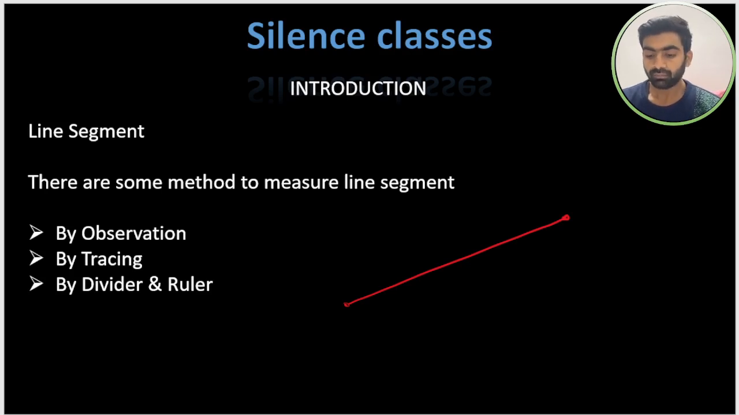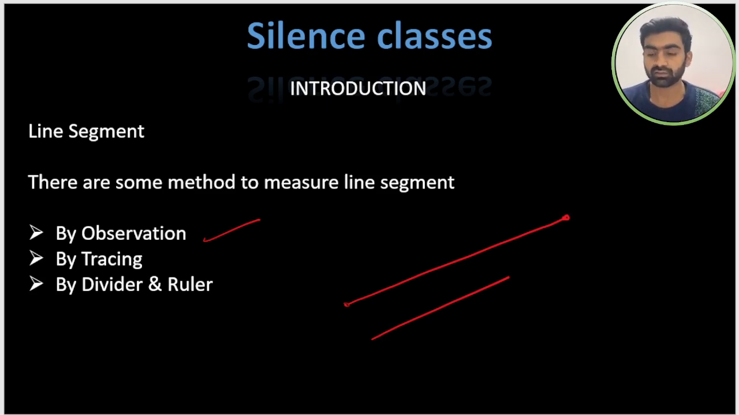Now, if we have 2 or 3 lines, by just observing we can find out which line is greater and which line is smaller. I hope you are able to understand. Means you can find out which line is greater and which line is smaller.